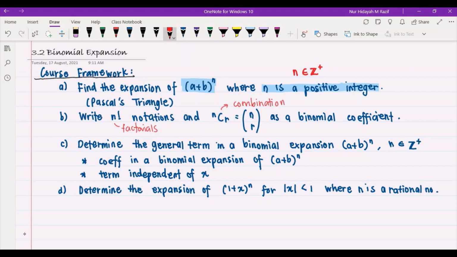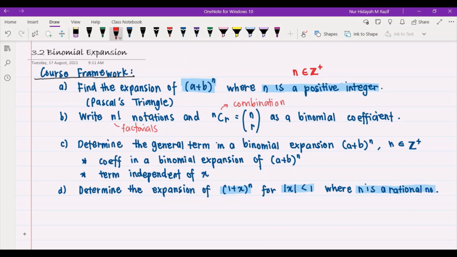And then for the third learning objective, we are going to determine the general term in a binomial expansion, where we are going to focus on a couple of different cases. The first one is when we are asked to find the coefficient of a certain term in a binomial expansion, and the next one is when the question asks us to find terms that are independent of x. For the last course framework, we need to determine the expansion of (1 + x)^n for when the absolute value of x is less than 1, and we know that n is a rational number.